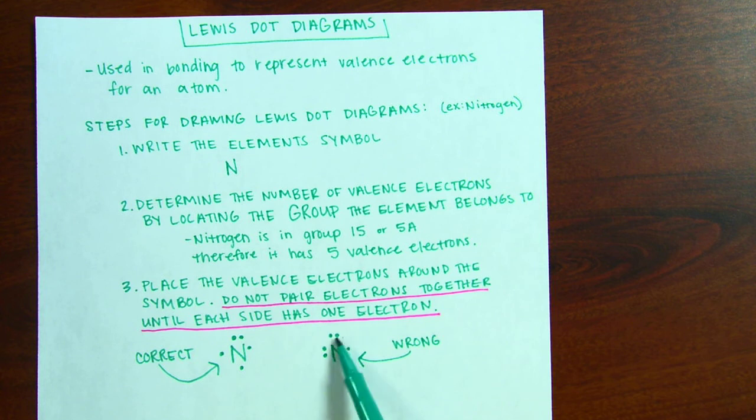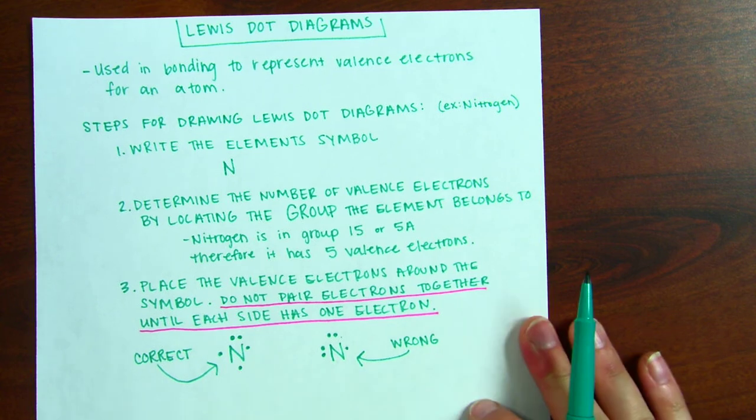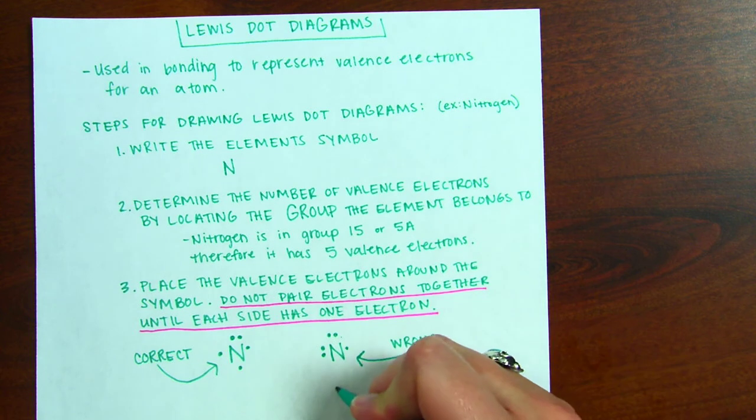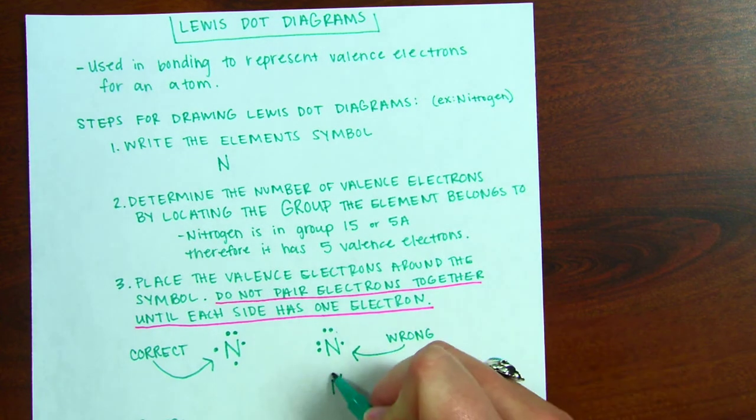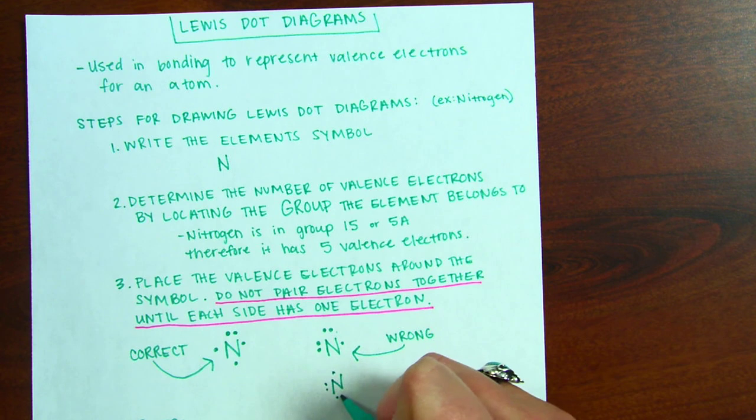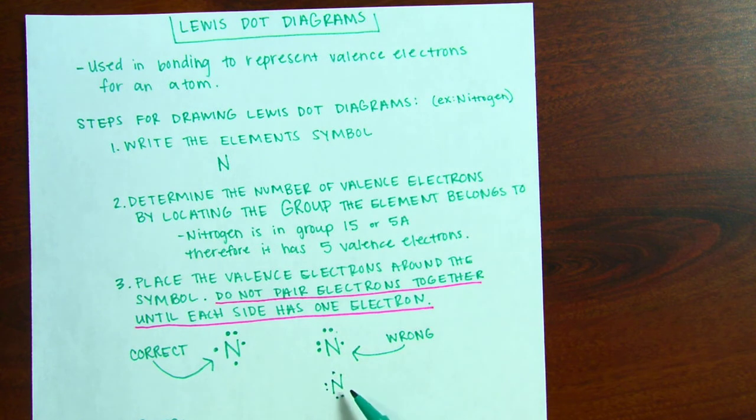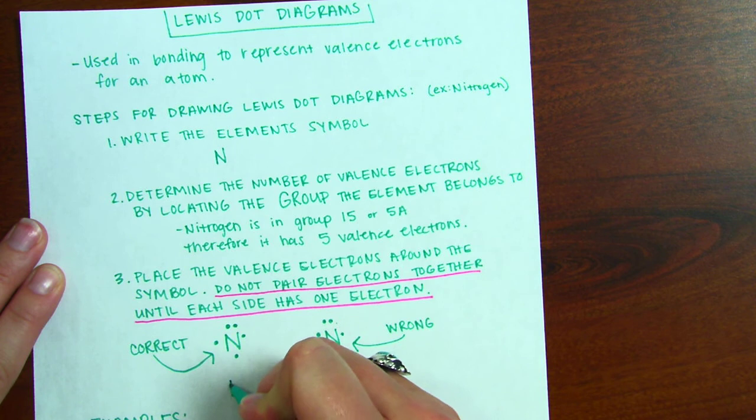Now over here, yes, there are 5 electrons, but we have 1 side of the symbol that is left bare. We would have to put 1 electron on each side before we paired them together. Another incorrect way to draw the Lewis dot diagram for nitrogen would be something like this. Again, we have a side that doesn't have an electron on it and other sides that have 2 electrons.